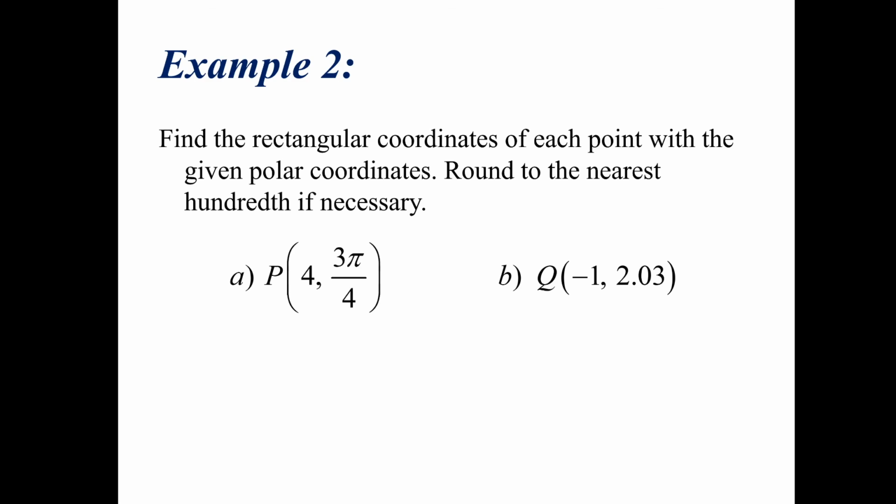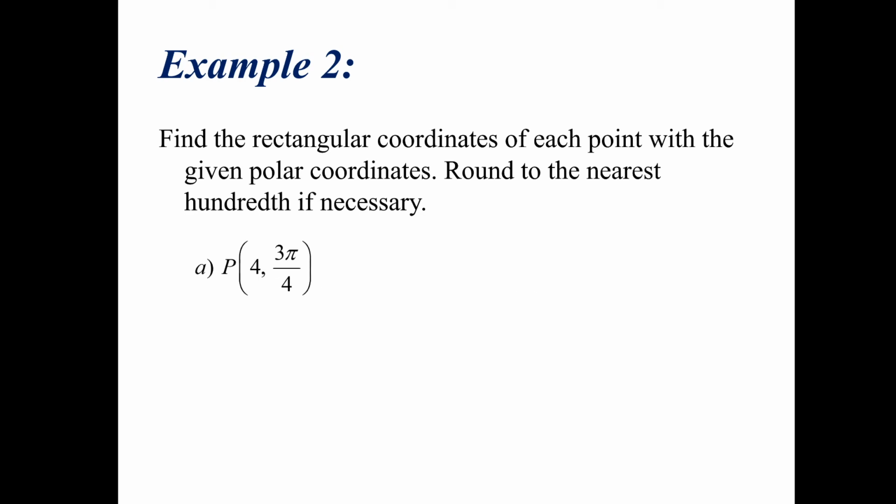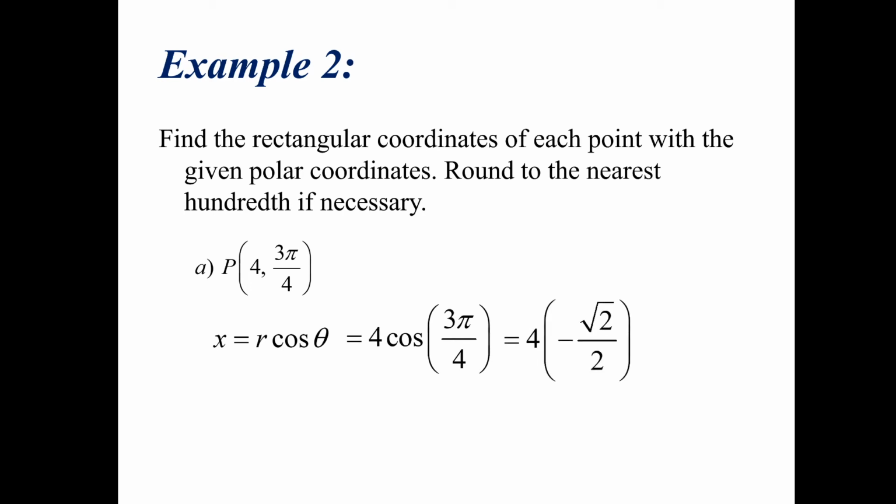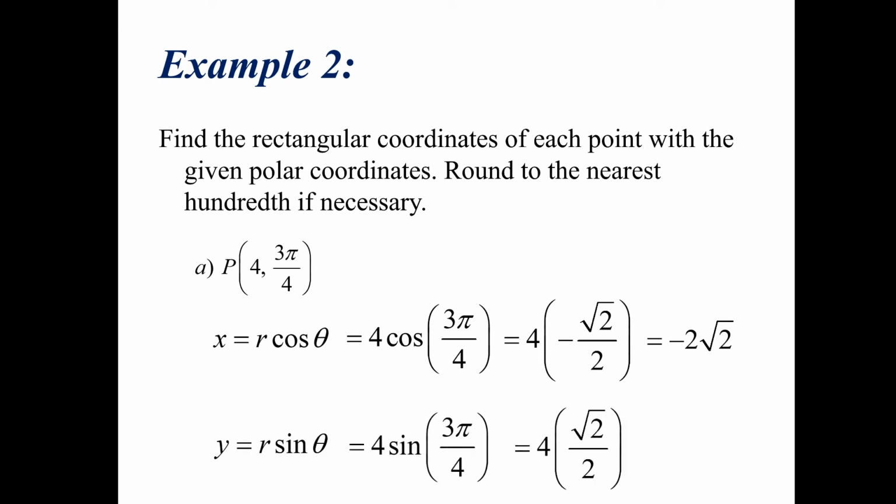Find the rectangular coordinates of each point with the given polar coordinates, rounded to the nearest hundredth if necessary. We have a radius and we have theta, so we want to use those formulas, x equals r cosine theta. So 4 cosine of 3 pi over 4. Cosine of 3 pi over 4, according to the unit circle, is negative root 2 over 2, times 4. So we get negative 2 root 2. And then y equals r sine theta, so 4 sine of 3 pi over 4. We get 4 times root 2 over 2, so 2 root 2.